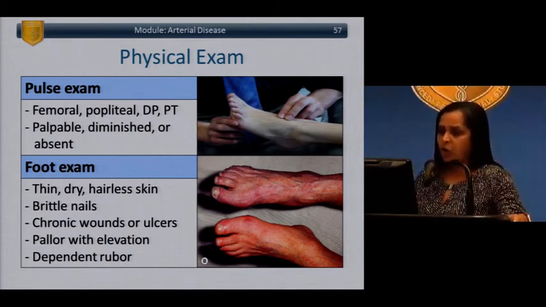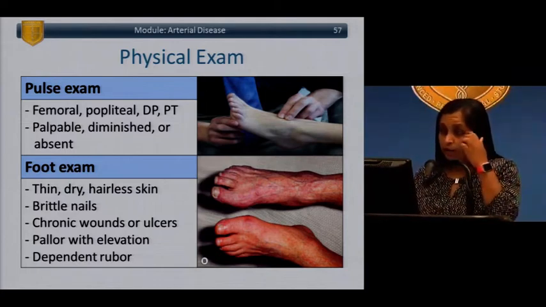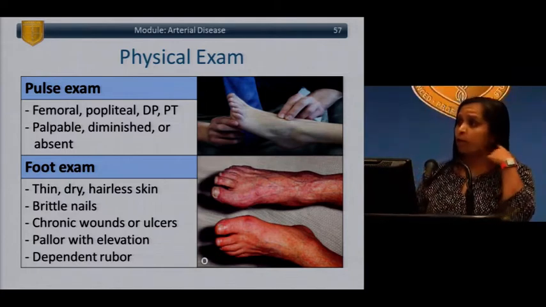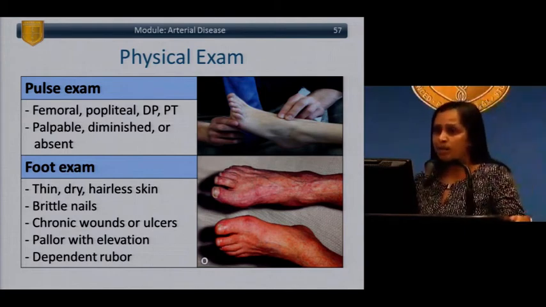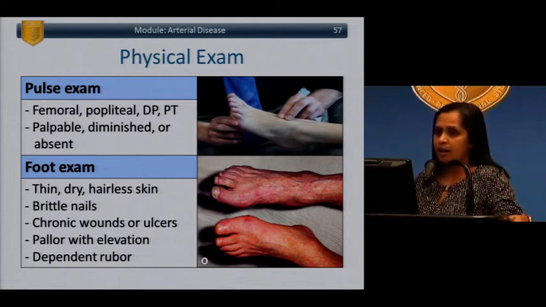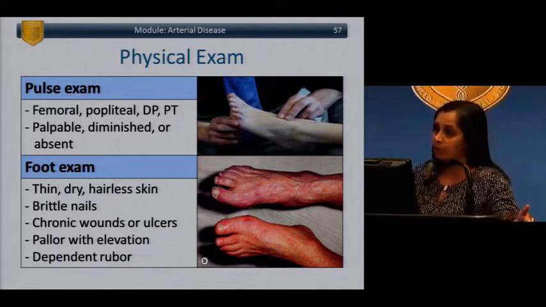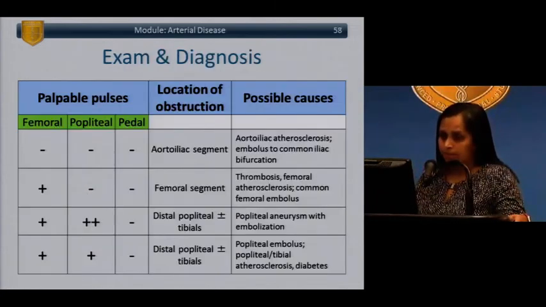Examination of the foot. Chronically, patients with ischemia may have thin, hairless, dry skin and brittle nails. They may have some small chronic wounds or ulcers, particularly on the feet. And then there's the idea of dependent rubor or pallor with elevation, where their vascular bed is maximally vasodilated because of occlusions, and the dependent rubor is dependent because gravity leads to increased blood flow through this maximally dilated vascular bed.